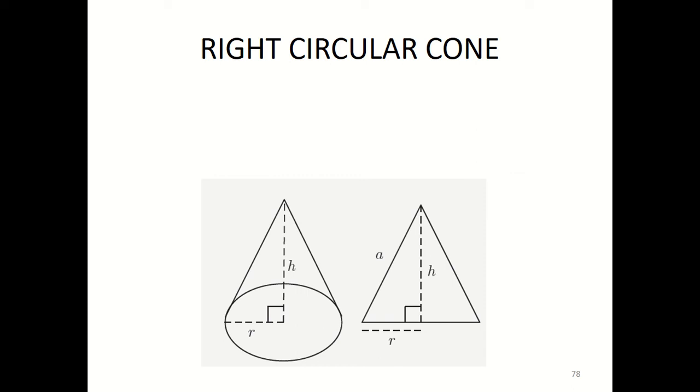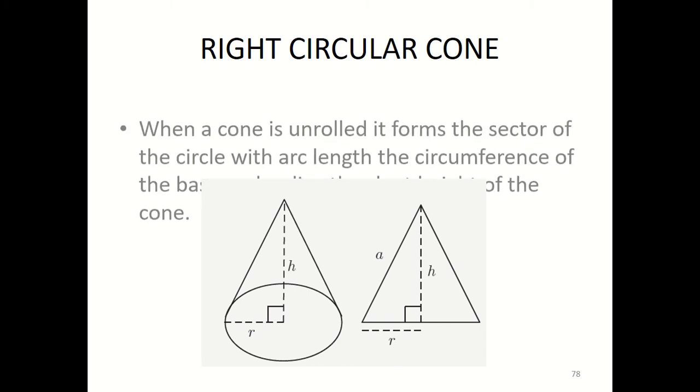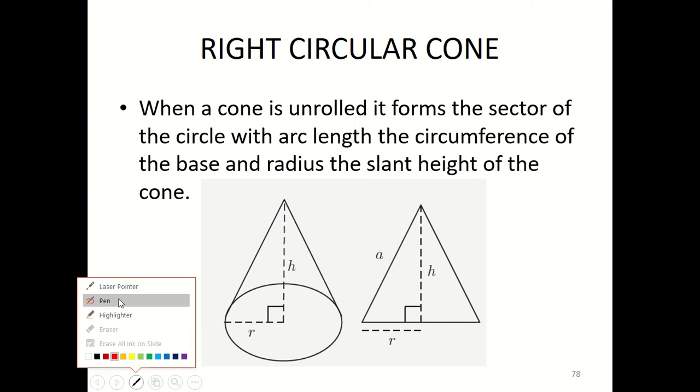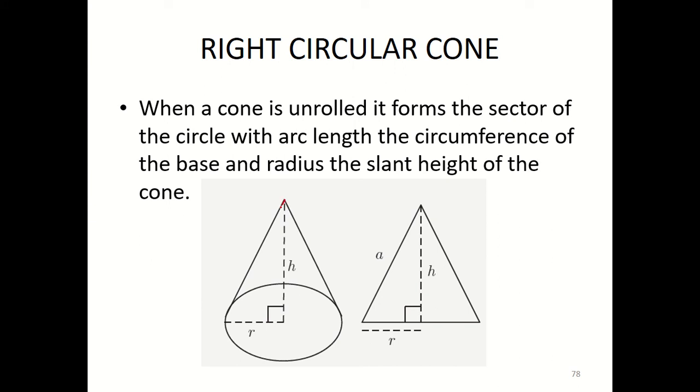When you unfold it, it will create a sector. It is just part of a circle. Note that the radius of the sector will be the slant height, which is a. Slant height is simply this height here of the sides. That is the slant height. It's normally the radius of the full circle or the radius of that sector.